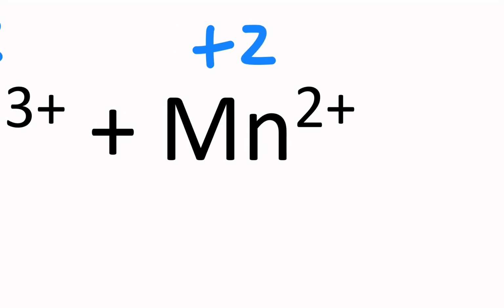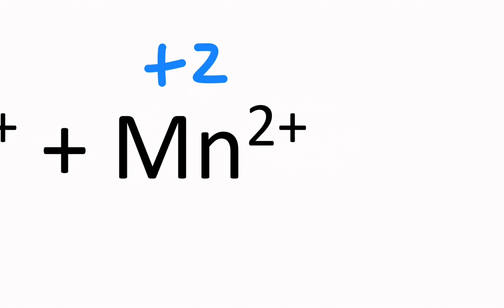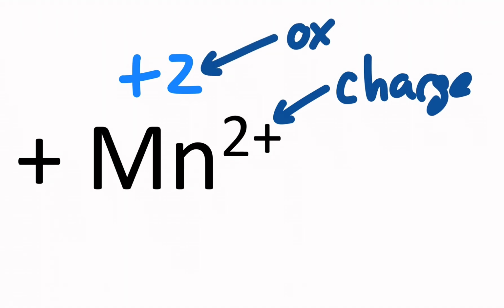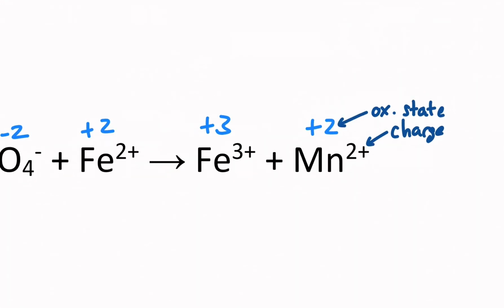No one's going to care if you get that terminology backwards, but for what it's worth, you can teach others that when you put the number followed by the sign, that's a charge. When you put the sign followed by the number, that's an oxidation state. It's okay to get those backwards, but they actually do mean something slightly different.